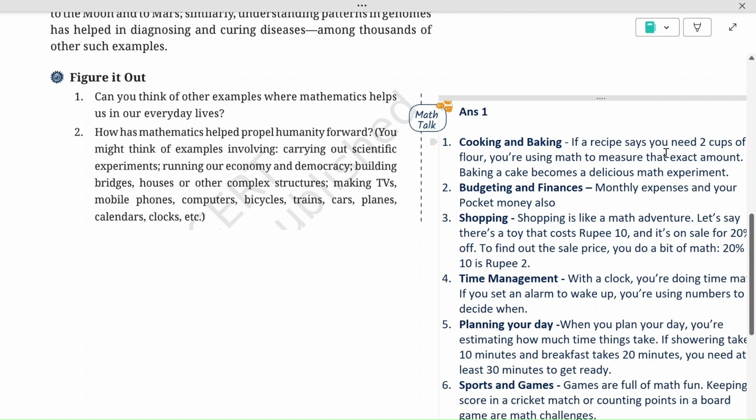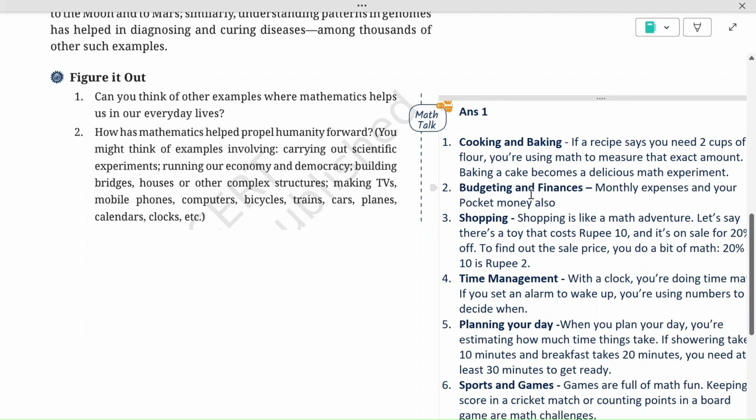So if a recipe says that you need 2 cups of flour, you are using math to measure the exact amount. And baking a cake becomes a delicious math experiment because there we have to use many ingredients in appropriate quantities. So maths is involved in cooking and baking.